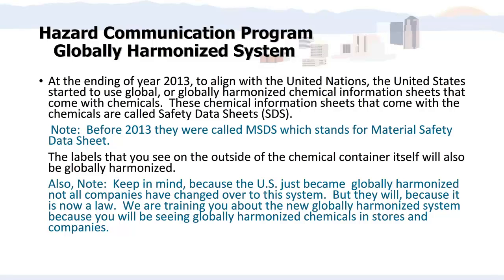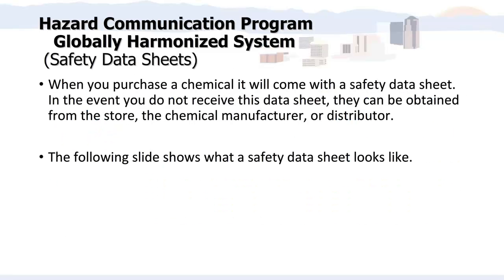used around the world. OSHA's Hazard Communications Standard requires that the dangers of hazardous chemicals be communicated to employees in a variety of ways, including safety data sheets, chemical labels, inventory of your chemicals, and the written Hazard Communication Program. As previously stated, OSHA's Hazard Communication Standard became globally harmonized, which changed the format of the safety data sheet. The following slide shows a sample safety data sheet.